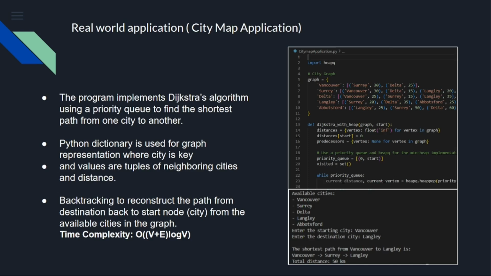Over here we have the real world application, which is the city map application. As you can see in the code snippet, we have used a Python dictionary to create the graph, which represents the keys and values for the local cities and their distances from each city. This program implements Dijkstra's algorithm using a priority queue to find the shortest path from one city to another. As you can see in the output, it also accepts user input to give the outputs. It has backtracking to reconstruct the path for the city, and the time complexity is in terms of V, the number of vertices, and E, the edges, which give the graph for the program.